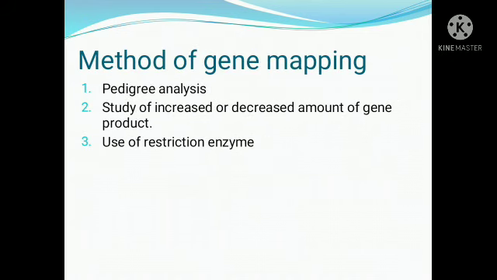What are the methods of gene mapping? Gene mapping can be done by mainly three methods. Pedigree analysis. So we can check the family tree and identify, okay, certain problems are there. So the markers may be present in the gene. Okay, so pedigree studies will be giving the linkage chromosomes.